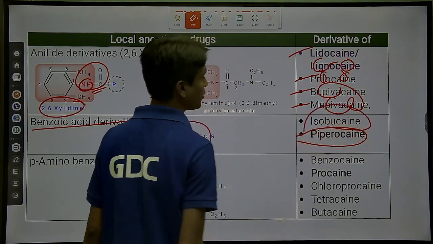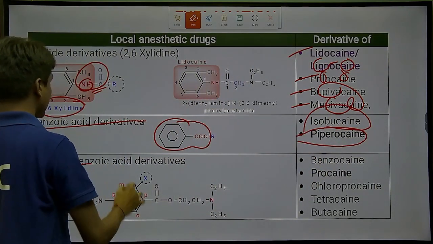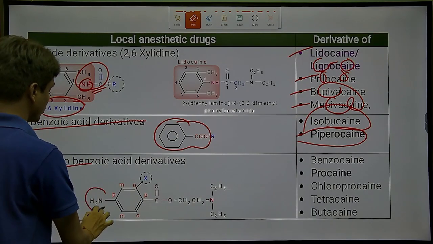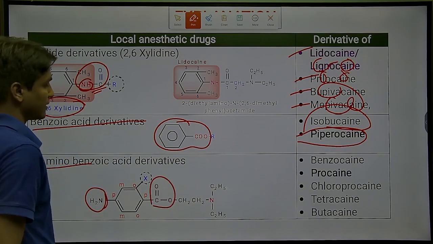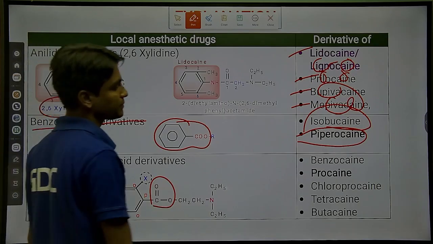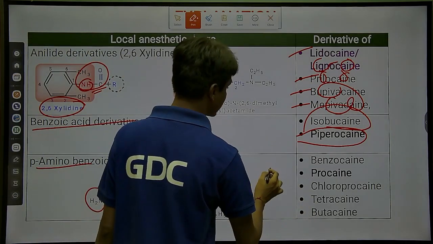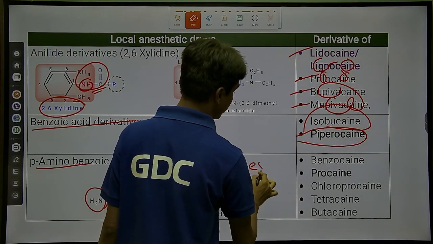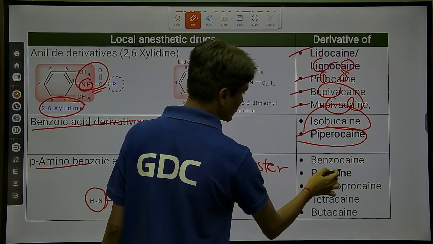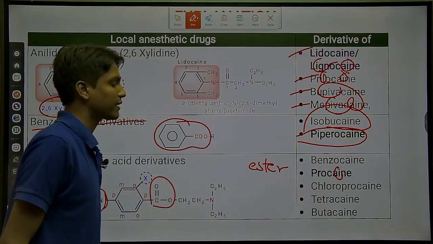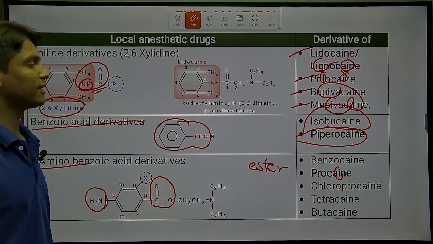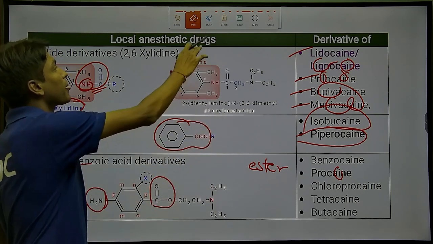Next comes the para-amino benzoic acid. See, the amino group is at the para position. So this is a benzoic acid ester derivative. What are the examples? Procaine, chloroprocaine, tetracaine, butacaine and benzocaine.